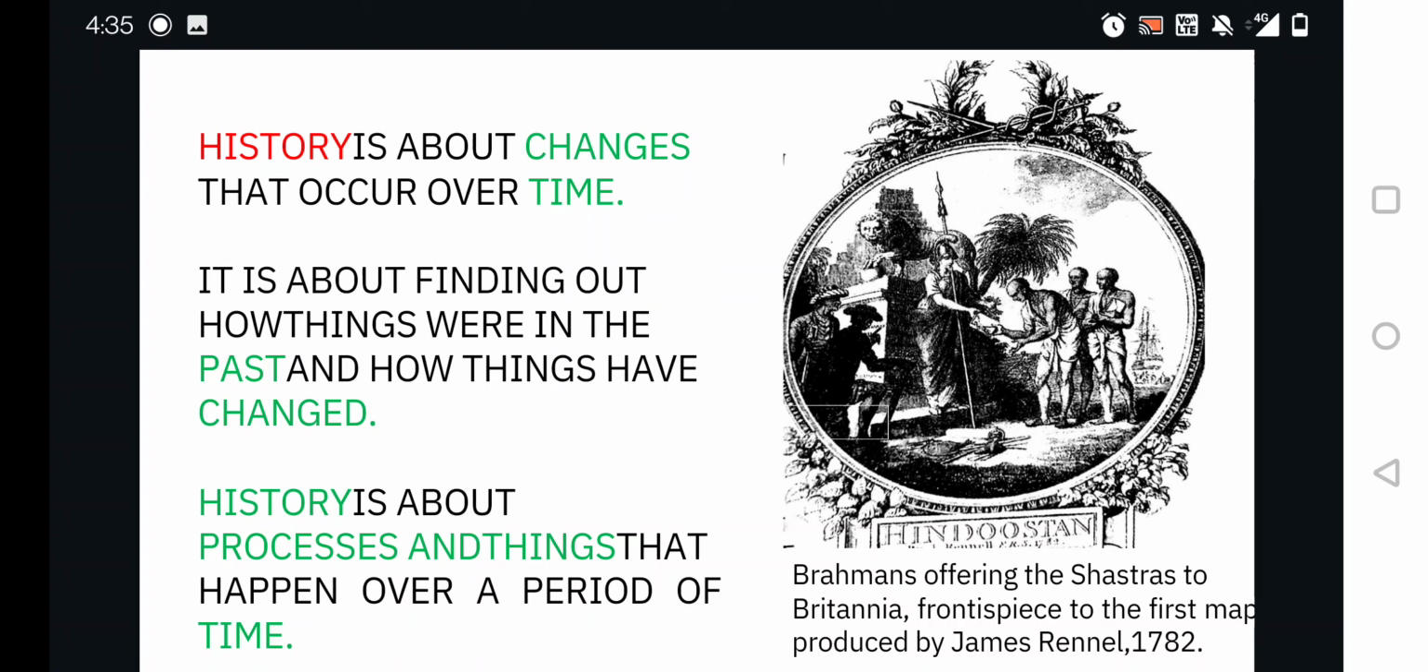Here there's a picture given, and that is the frontispiece of the first maps which were produced by James Rennell on the orders of Robert Clive, who was the governor of Bengal, and he was chief of the British East India Company's army. So here it is depicting that Brahmanas are offering their Shastras to Britannia, which is the personification of Britain, right? So the maps were produced in 1782 by James Rennell, which you should remember.